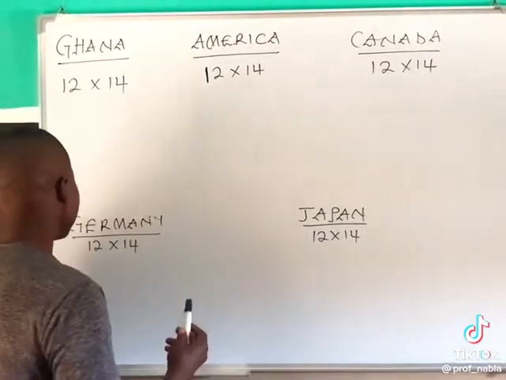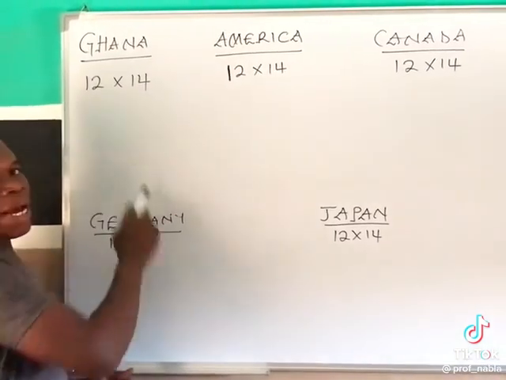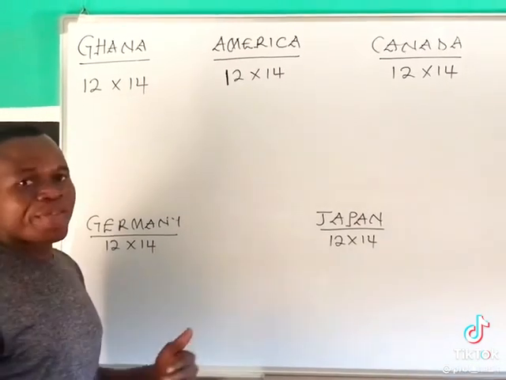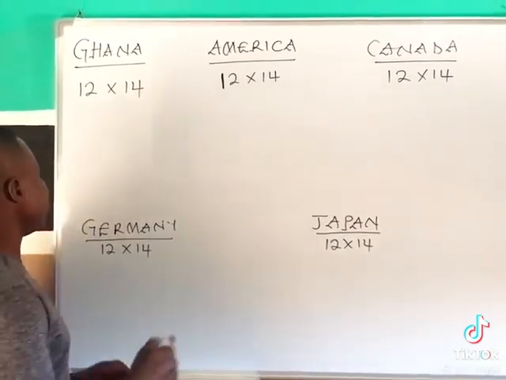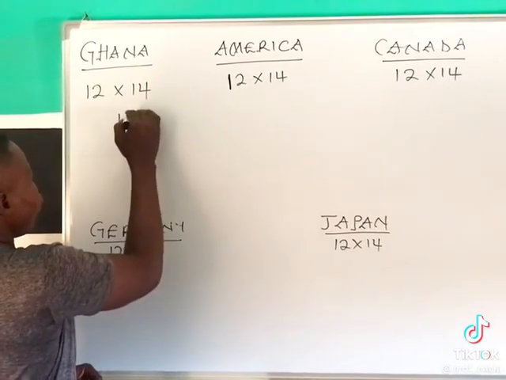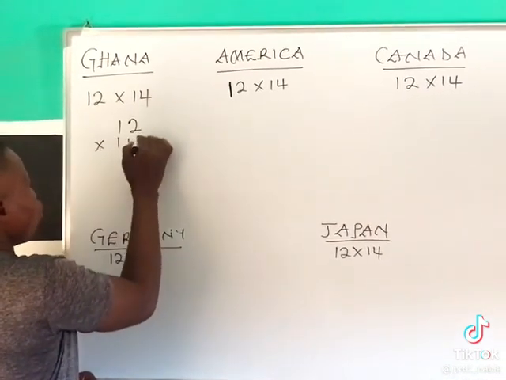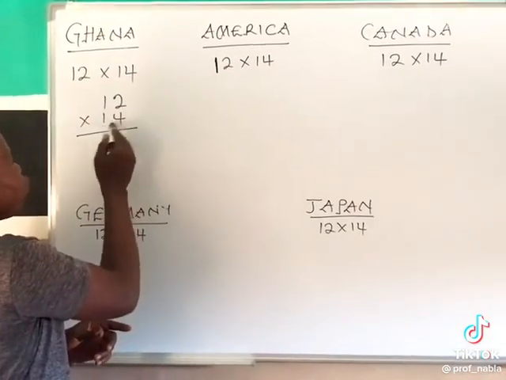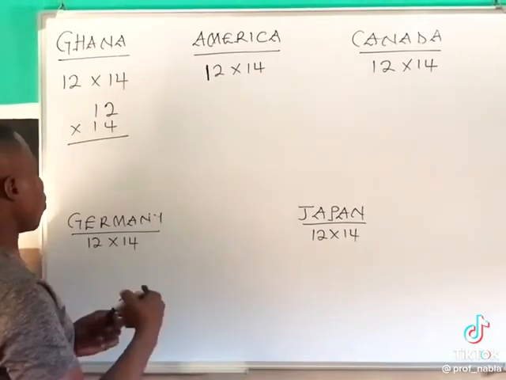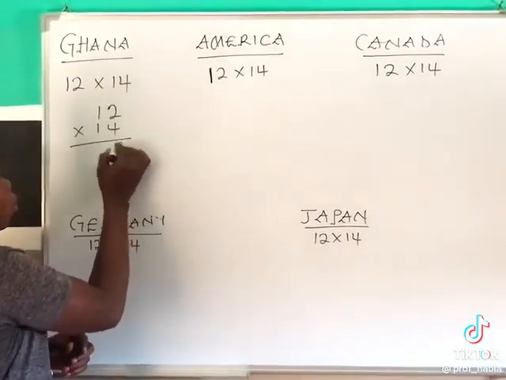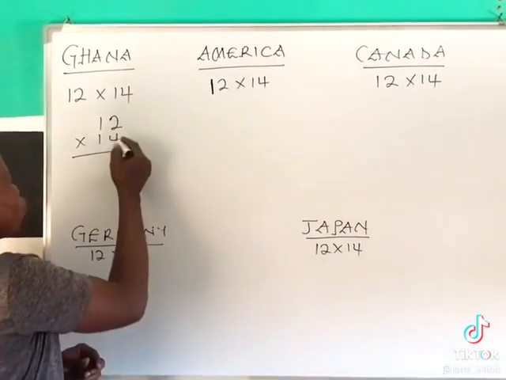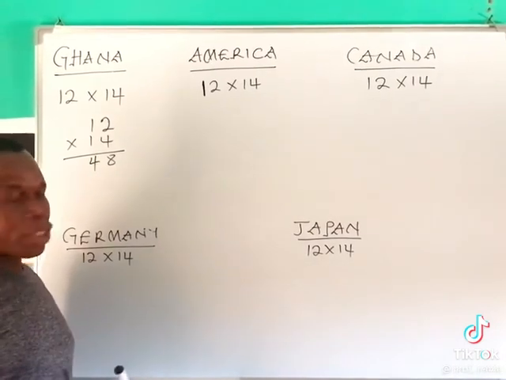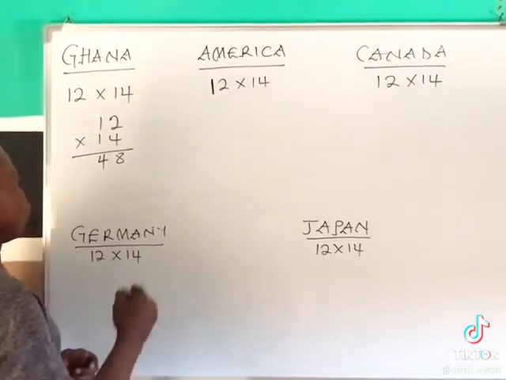Now, for a Ghanaian student to multiply 12 and 14, the student will write 12 and 14 in the column row multiplication method. That is 12 times 14. Then the student will pick the first digit of the second number and multiply the top. So 4 times 2, 8. 4 times 1, 4. After that, the student will shift one step to the left and use this number to multiply the top.